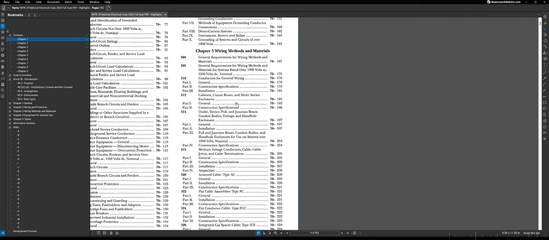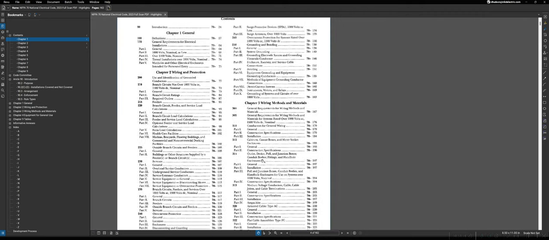These will be the things that you reference the most often. You won't very often have the mentality when you're looking something up in the NEC of, well, what chapter is that going to be in?